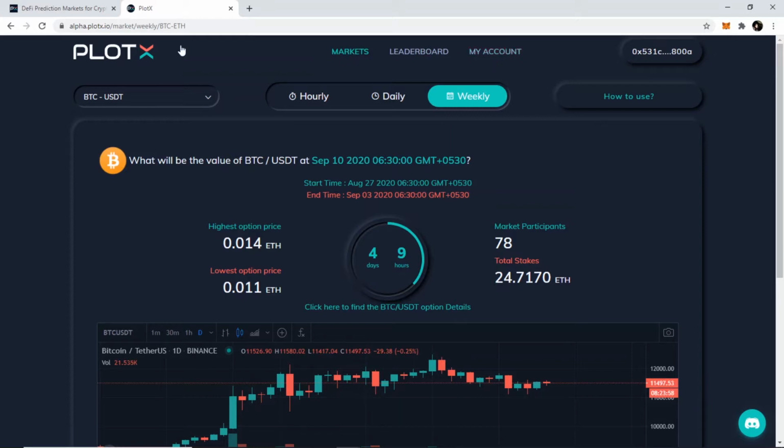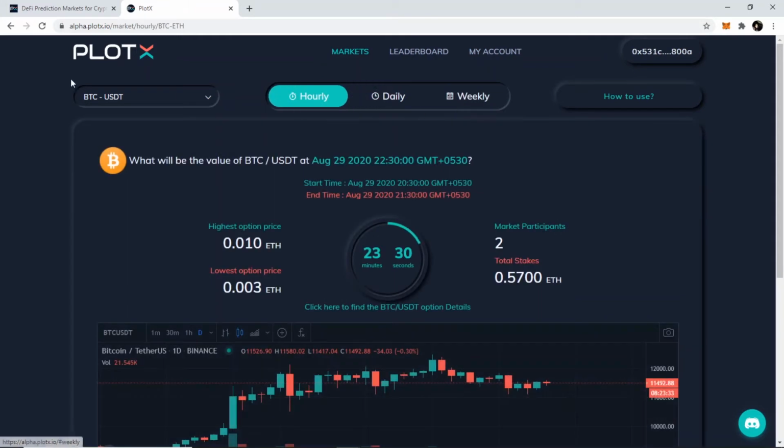In the market section, what you can see here is the market indicator. This drop down contains the list of all the markets that are live on the platform right now. But since we are using the alpha, the only market that is listed here is the BTC USDT market. But as PlotX gets launched, I'm sure that many more markets will soon be added on the platform. To the right of this, we can see the 3 time cycles that are available in this particular market right now.